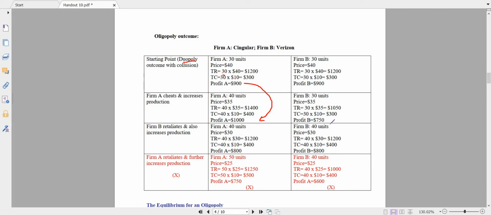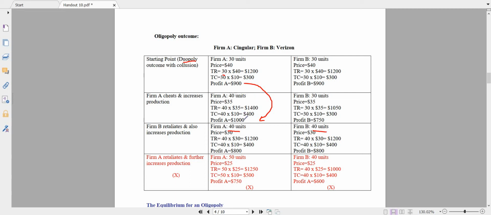Now, here we are just thinking from the perspective of firm A. Firm B can think in the same manner, right? If firm A can think this way, firm B can think in the same manner. So firm B can retaliate and it can also increase its production. So let's suppose if firm A continues to produce 40 units, firm B doesn't sit quiet, it also increases its production to 40 units. So firm B has adopted a tit-for-tat policy.